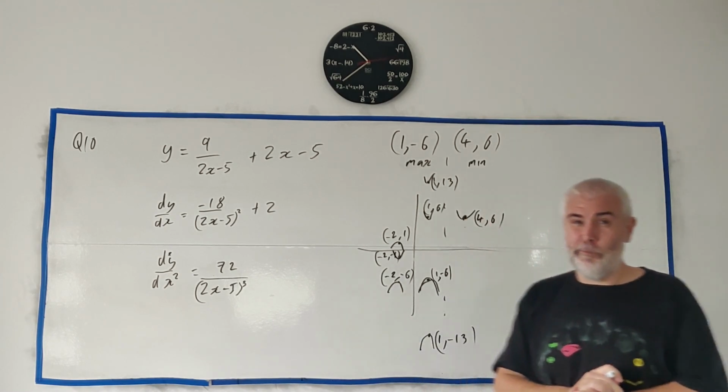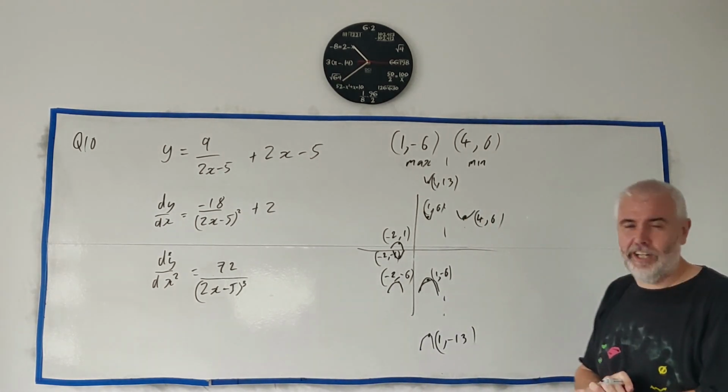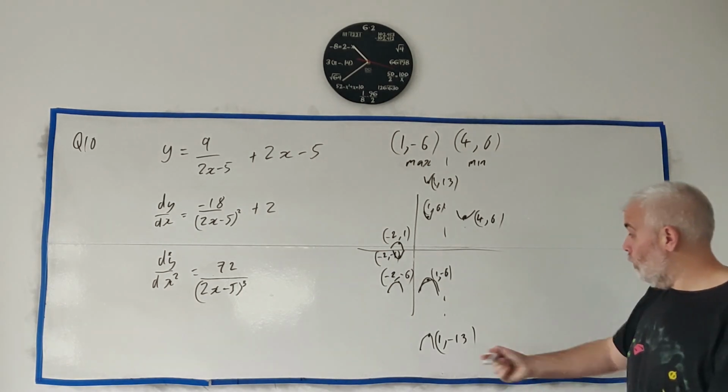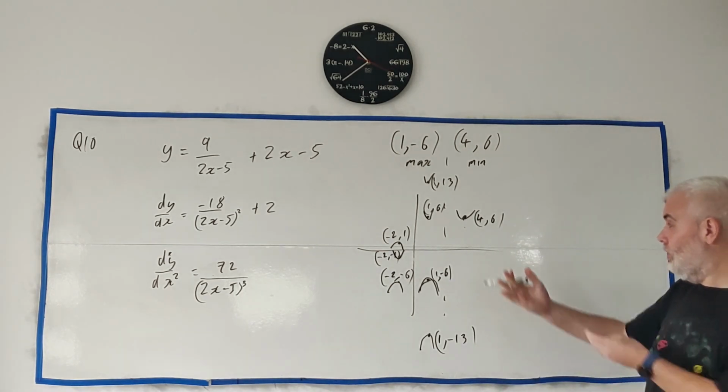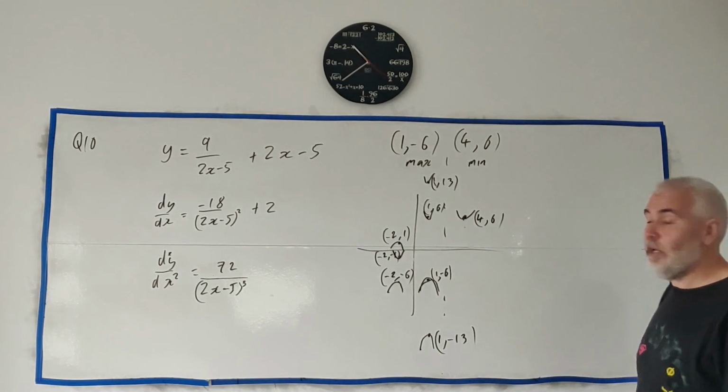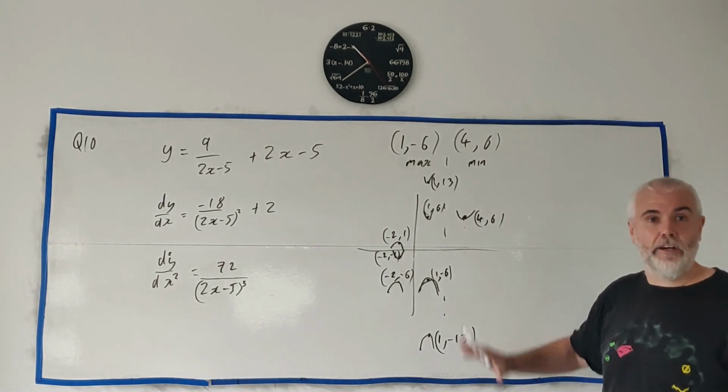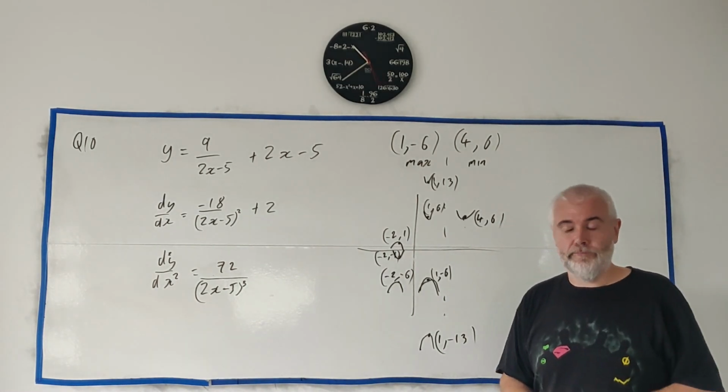All that was just worth 1 mark. So I think that was a bit mean. I think you should have got at least 2 marks for that. 1 for finding the point and another for realizing the trick. Anyway, that's C part 1. Let me clear off a bit of room and we'll do C part 2.